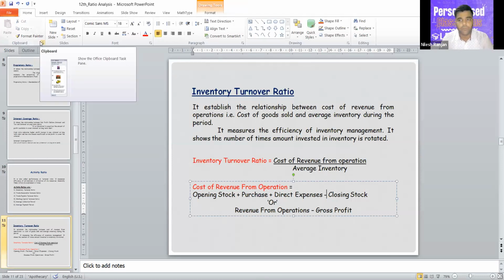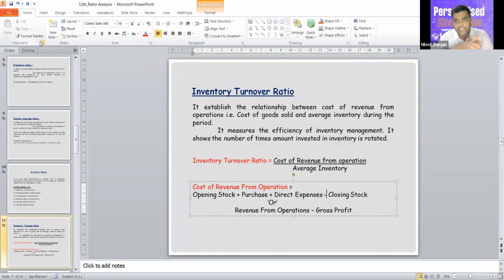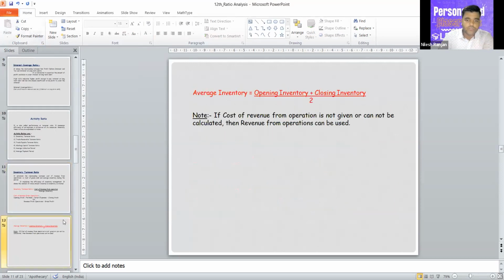Or revenue from operation minus gross profit. So these two formulas we can use for calculation of cost of goods sold. Now, why are we using cost of goods sold? Because inventory is not related with revenue from operation. It is actually the part of cost. That's why we are taking cost of sales, not sales. Okay, so we will use cost of revenue from operation divided by average inventory. Now, the formula for average inventory, as you told, opening inventory plus closing inventory divided by 2.